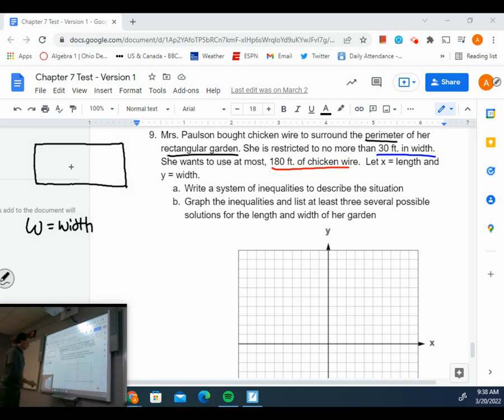W. Well, wait a minute. Actually, I've got to read a little bit more carefully. They already give us a variable for width. They tell me y is going to be my width. So we'll have y equals width. And they tell us that it can be no more than 30 feet.